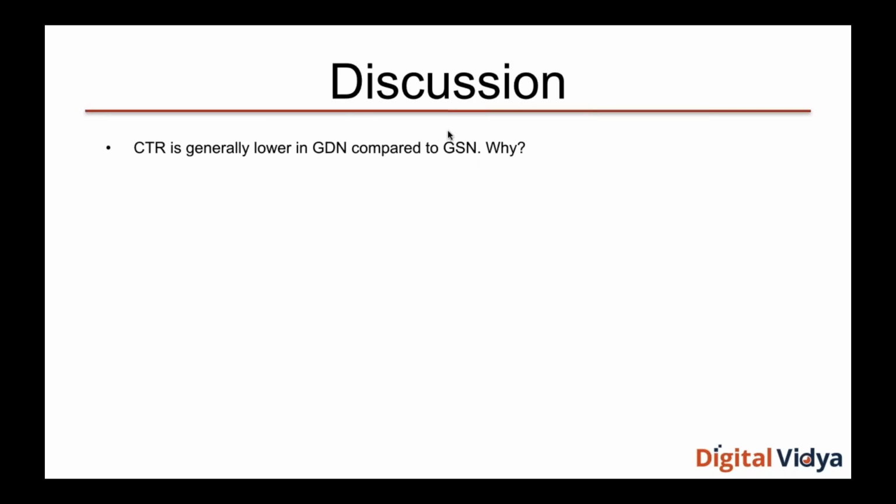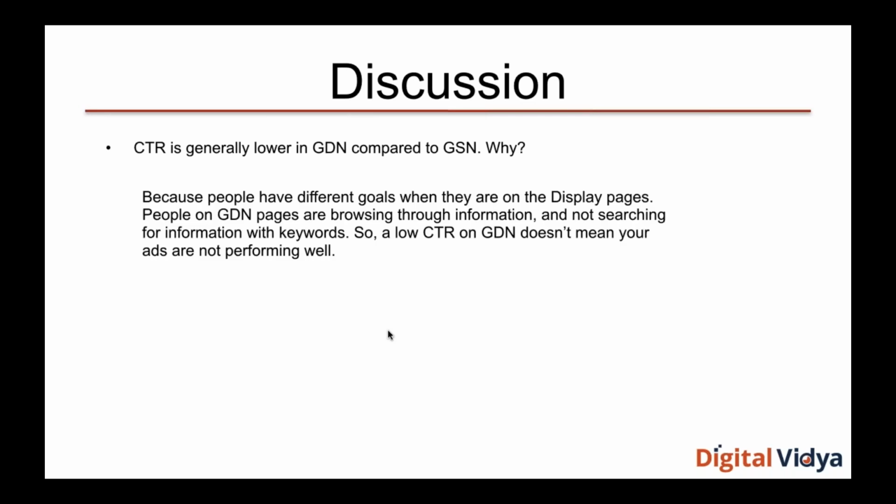Having said that, GDN also gives you very very good results in terms of visibility. Remarketing gets you very very good results. But CTRs, if you compare these networks, you can't compare these across that way, because CTRs are generally on a much higher level on search.